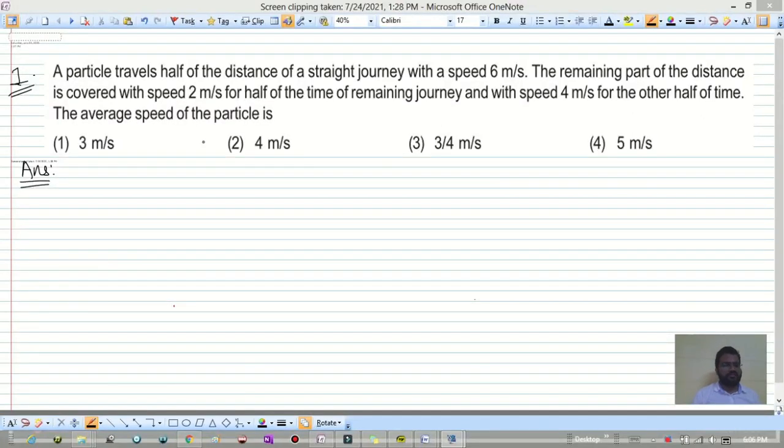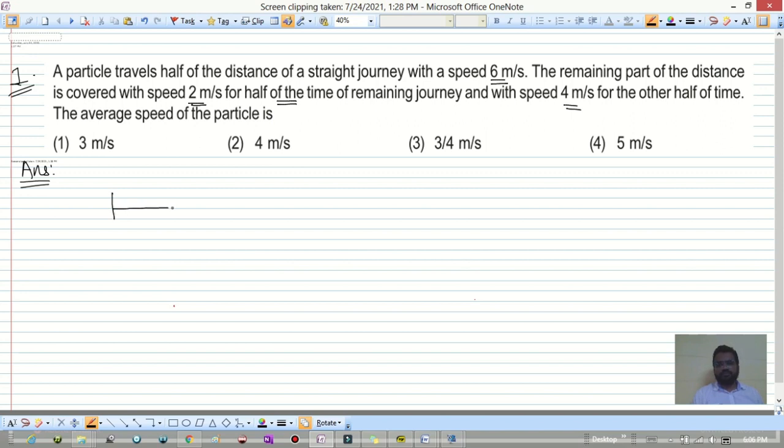So let's start with Kinematics DPP 5, and in this we have the first question. A particle travels half of the distance of a straight journey with a speed of 6 meter per second, and the remaining part of the distance is covered with a speed of 2 meter per second for half the time, and the remaining journey with a speed of 4 meter per second for the other half time. Find the average speed of the particle.